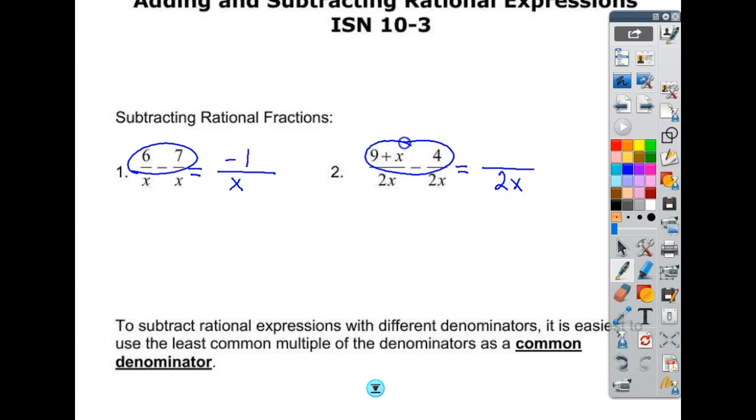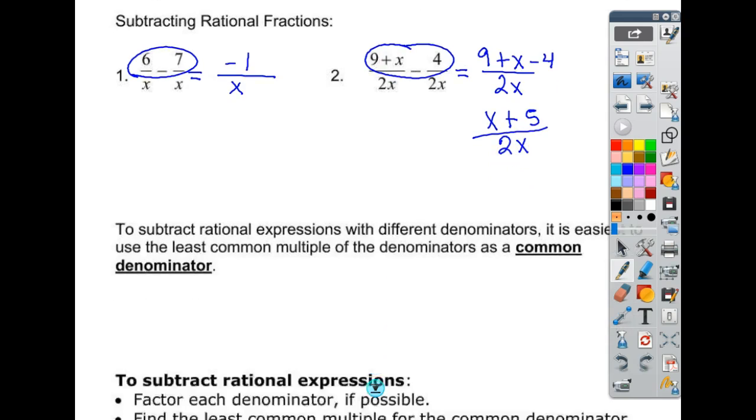And then so we say 9 plus x minus 4. What's 9 minus 4? A positive 5. Do I cancel out this x and this x? No. This is a binomial. This is a monomial. You can't cancel out binomials with monomials. Okay? Mono means 1. We talked about that one day. Okay, so moving right along here.